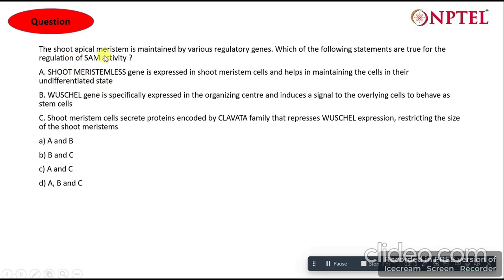The shoot apical meristem is maintained by various regulatory genes. Which of the following statements are true for the regulation of SAM activity, that is shoot apical meristem activity? Shoot meristemless gene is expressed in shoot meristem cells and helps in maintaining the cells in their undifferentiated state. Wuschel gene is especially expressed in the organizing center and induces a signal to the overlying cells to behave as stem cells. And the third one is shoot meristem cells secrete proteins encoded by the Clavata family that represses Wuschel expression, restricting the size of the shoot meristems. So, can anybody take a guess? What can be the answer?